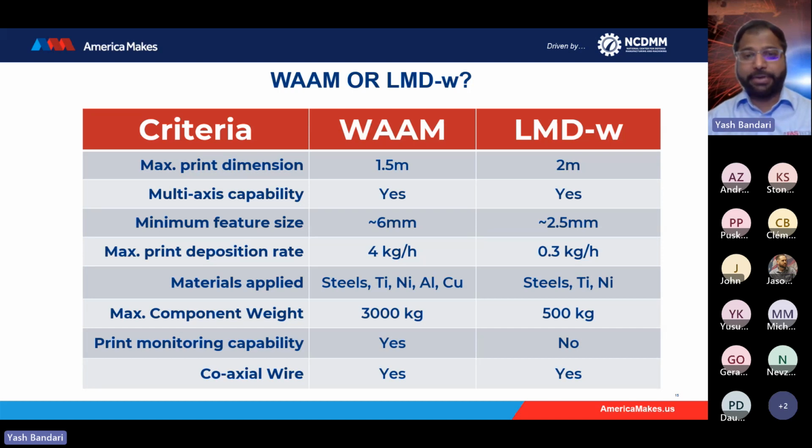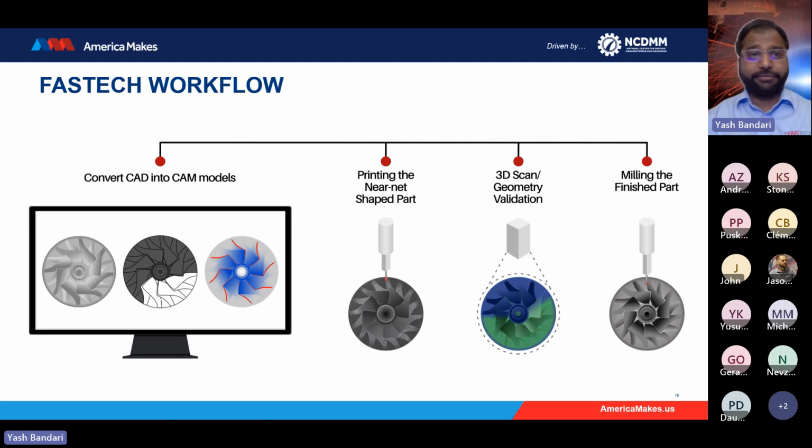And then the last point about these two processes is, both of these processes employ coaxial wires, which is a big deal, because if you have the wire coming from the side, for example in plasma or in other forms of wire-DED systems, generating the tool path becomes a big headache. Controlling the melt pool becomes a lot more difficult. But in the case of coaxial wire, since it's symmetric, controlling and manipulating the melt pool becomes a lot easier.